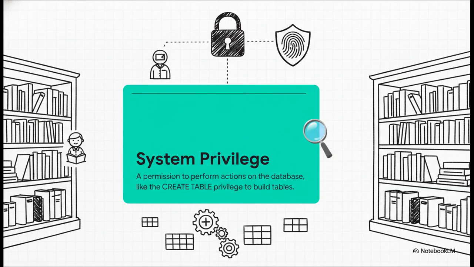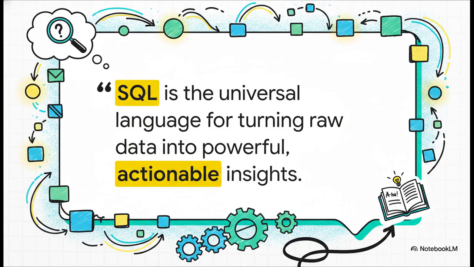Just like a library has librarians, a database has a permission system. So if you want to create a new table, your user account needs to have the right privilege. This is what ensures security and maintains data integrity, which is just a fancy way of saying it keeps the data accurate and consistent. And that really gets to the heart of it, doesn't it?